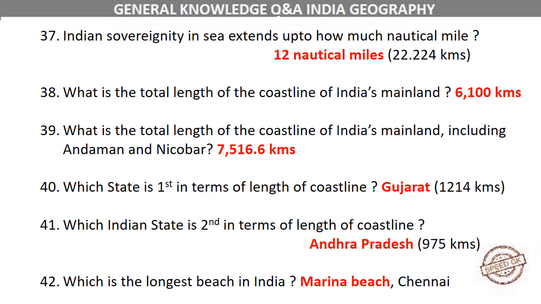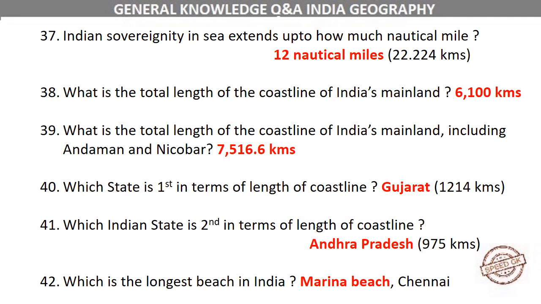12 nautical miles, 22.224 kilometers. What is the total length of the coastline of India's mainland? 6,100 kilometers. What is the total length of the coastline of India's mainland, including Andaman and Nicobar? 7,516.6 kilometers. Which state is first in terms of length of coastline? Gujarat, 1214 kilometers.